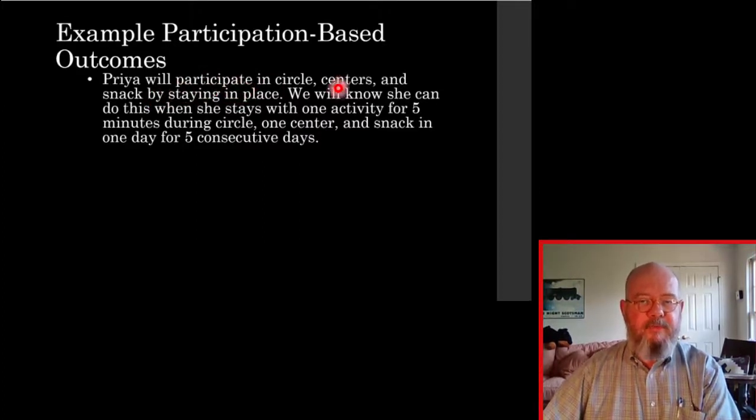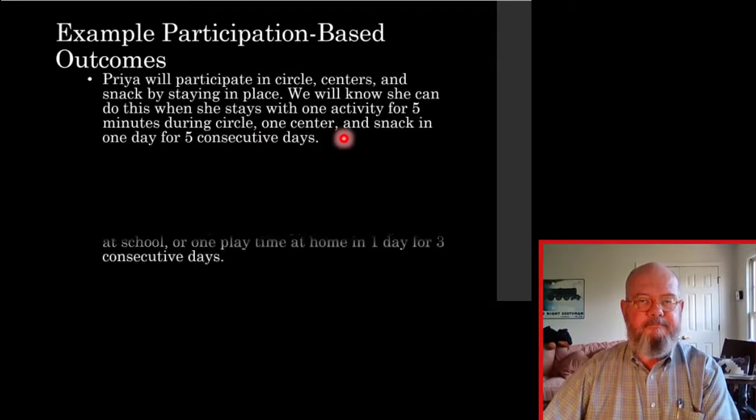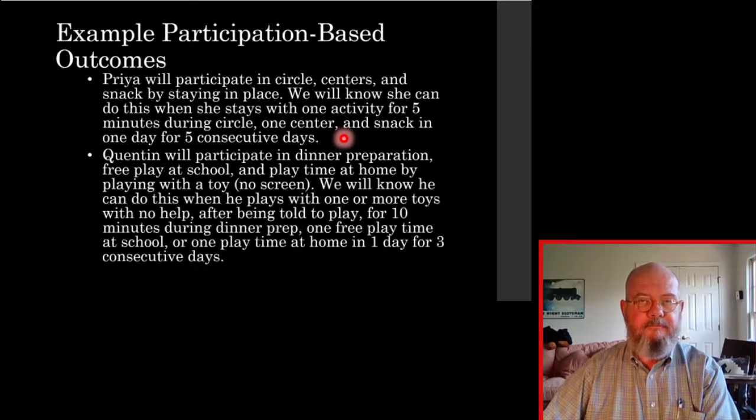The measurement is we will know she can do this when she stays with one activity for 5 minutes. So that's a duration criterion. During circle, one center, and snack, that's the generalization criterion, in one day for 5 consecutive days, and that's called the maintenance criterion.